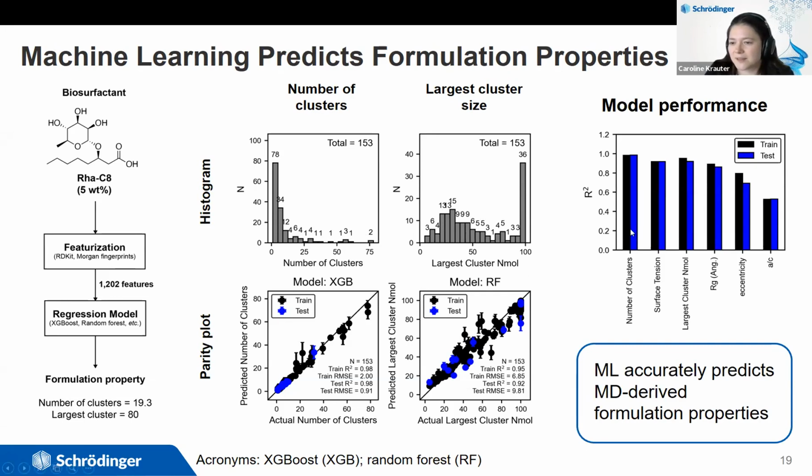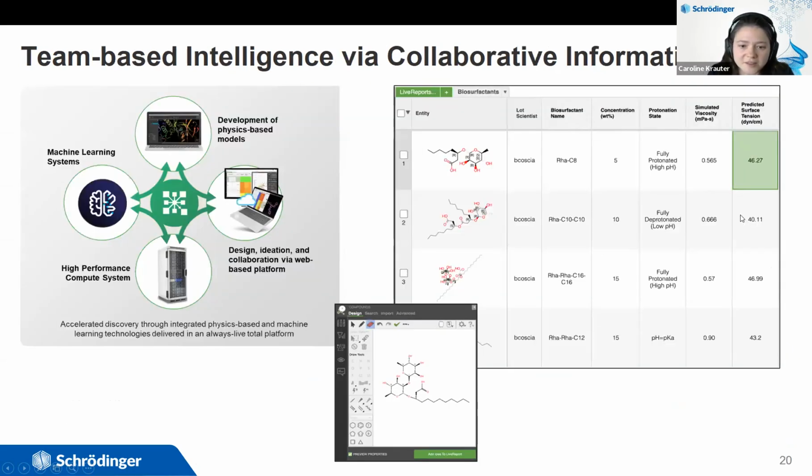And if we look at the whole set of different properties, then we get an impression here. So we looked in this plot at the number of clusters, surface tension, largest cluster, radius of gyration, eccentricity, so that's the deviation from the spherical micelle. And this is the one that is weakest in performance, around a test R² of 0.5. That's the ratio of the different axes within the structures. But overall, we are very happy to see these correlations for these properties in general. And we're further continuing to expand this.